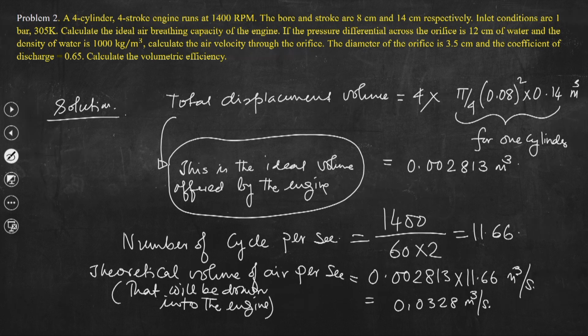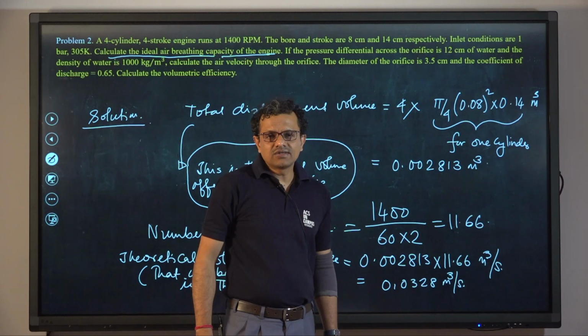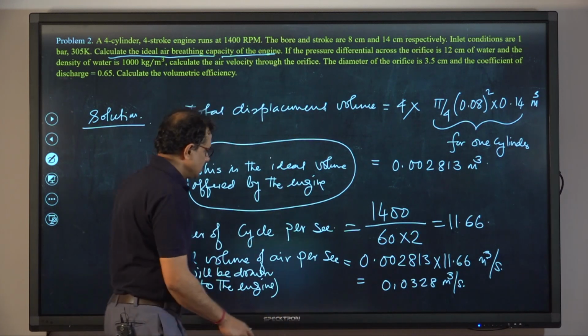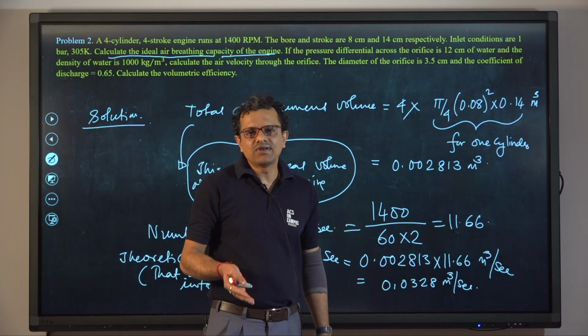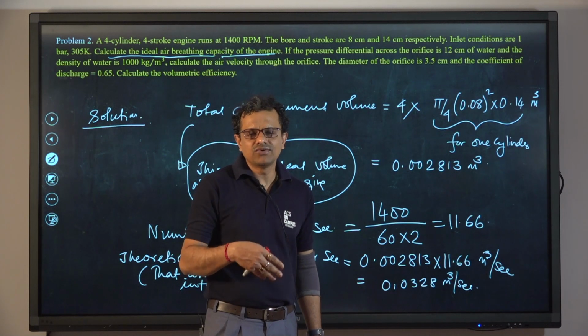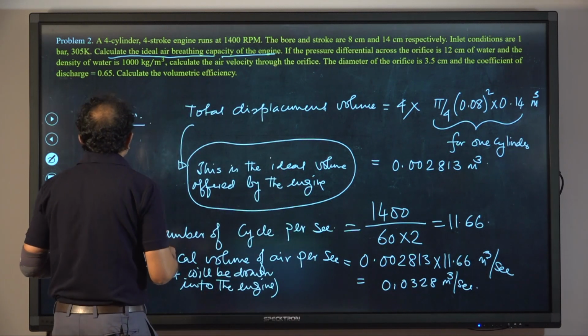So, that is the ideal air breathing capacity of the engine. That is the answer to the first part of this question: 0.0328 meter cube per second, the ideal air breathing capacity. Now, if we go to the next slide, this is the ideal or theoretically calculated value, but the actual should always be less than the theoretical one, and that is why we are trying to calculate it.